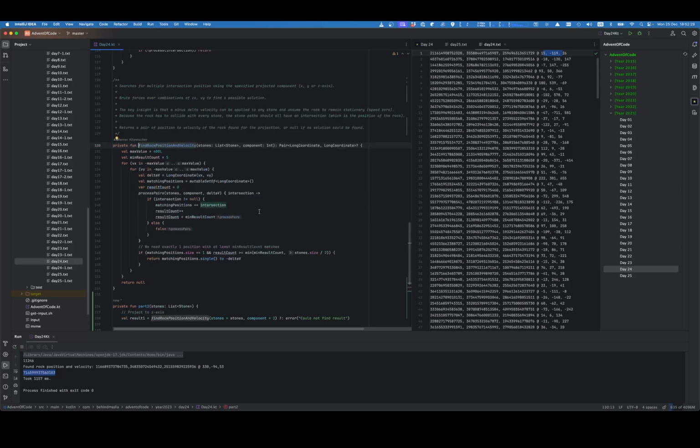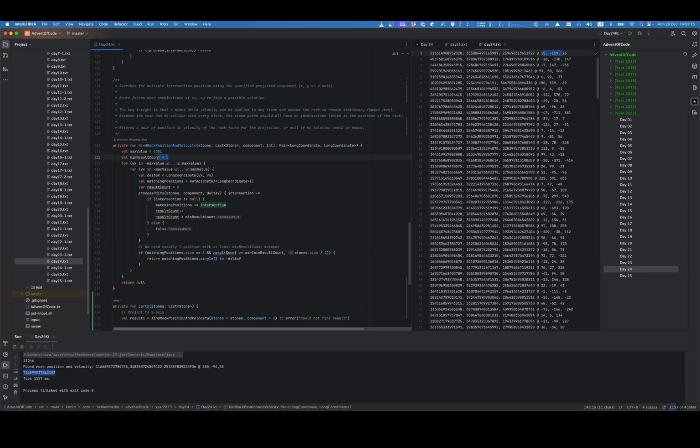So the code to find this point is, like I said, brute forcing over 2D values of velocity increments and adding those to the stones. And then we reuse the same mechanism from part one. We just give them a delta velocity. Now, if we found matching positions, we increment our result count here and we add the result to a set of coordinates. And because these matching positions need to line up at the position of our rock, the position count should be exactly one and our result count should be a lot bigger than one.